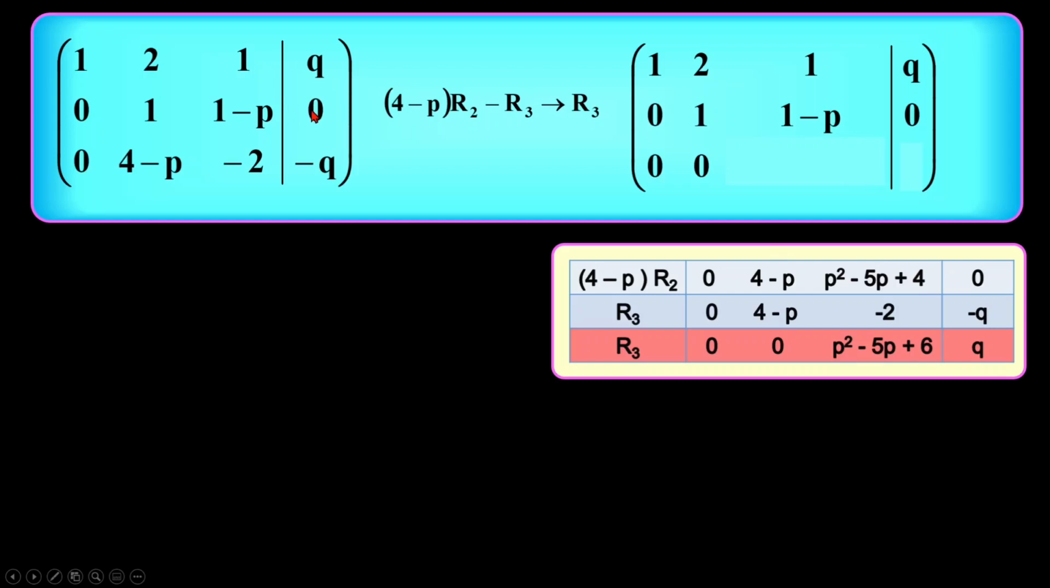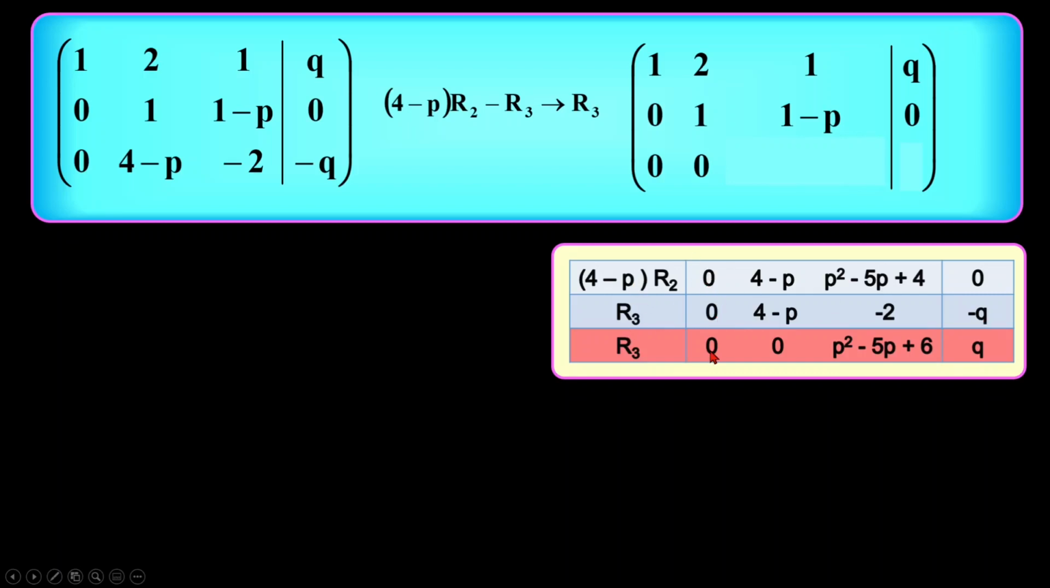Okay, and then 0 multiplied by 4 minus p, I still get my 0 here. So that will be 4 minus p multiplied by row 2. Okay, so which means everything is already ready. Minus row 3. So I just copy whatever is in row 3 into my box, and then I will minus them.